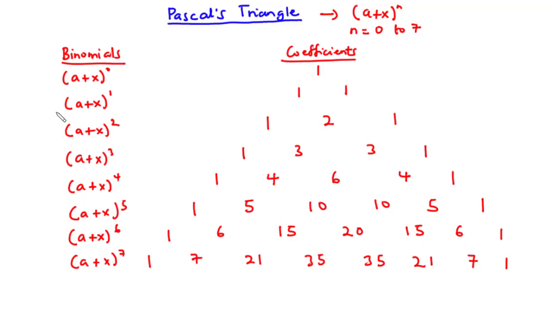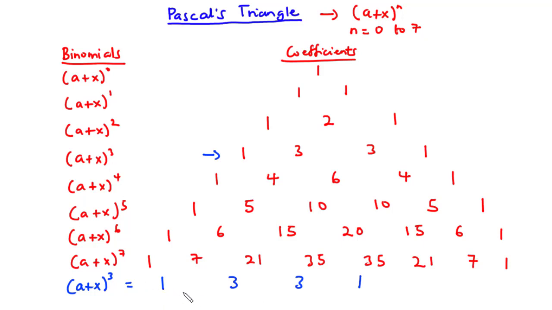Now moving away from that, how do we find the expansion of a particular binomial? Assuming we are asked to find the expansion of a plus x to the power 3. Now in order to find the expansion of a plus x to the power 3, we are going to use the Pascal's triangle. From the Pascal's triangle, we know that these are the coefficients of a plus x to the third power. So we have 1, 3, 3, and 1. So basically the first thing is to write down the coefficients of the binomial.